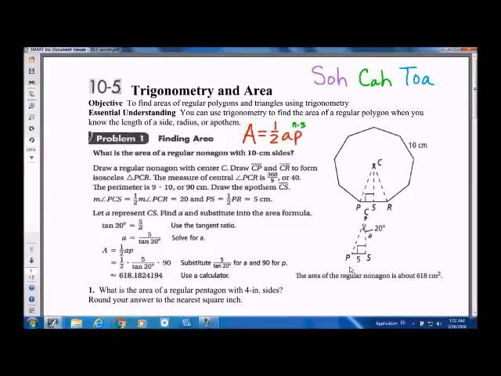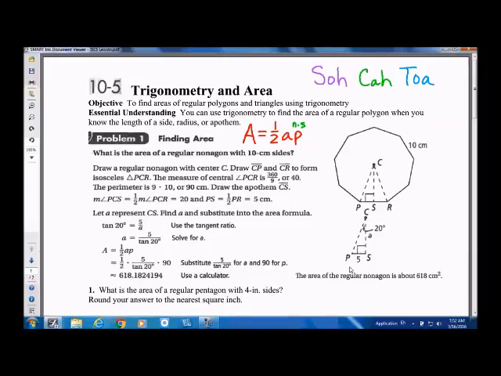10.5, trigonometry and area. We are continuing on finding the area of regular polygons. This time, these polygons do not have special right triangles. So what do we do when we don't have special right triangles? We use trigonometry, SOHCAHTOA.